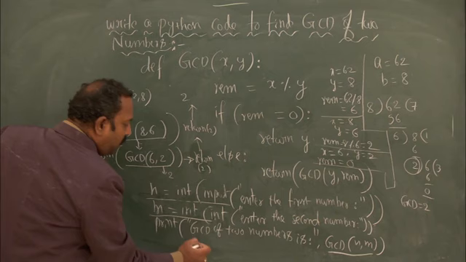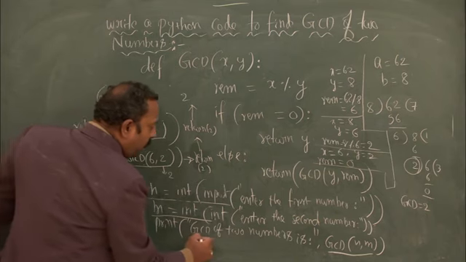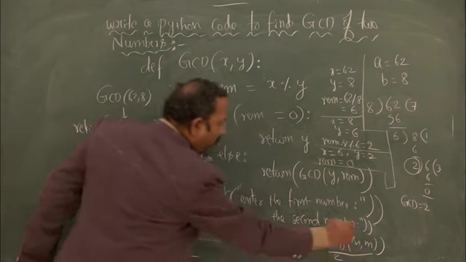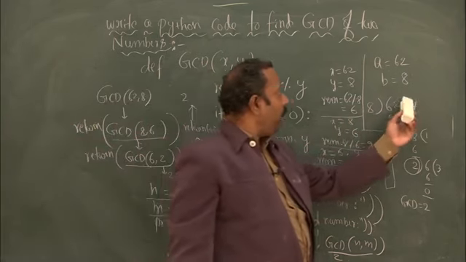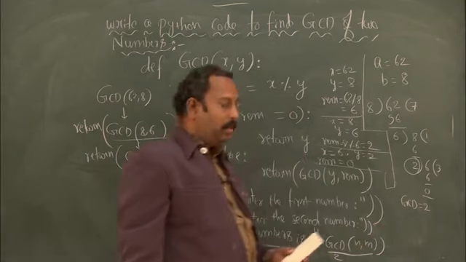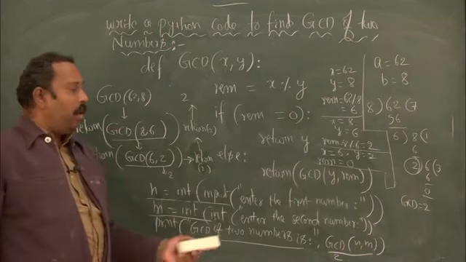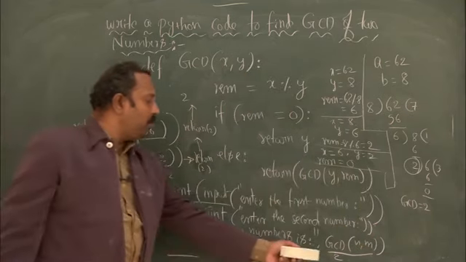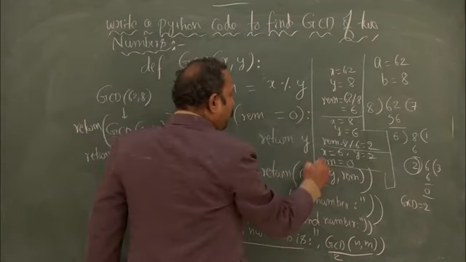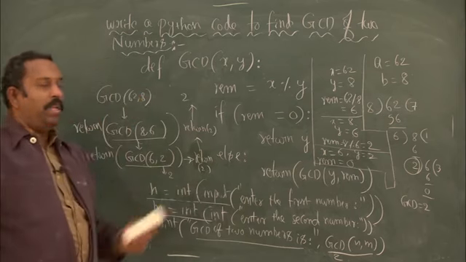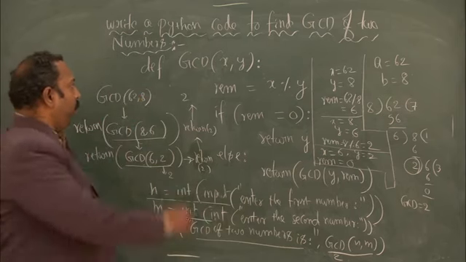So what is the output GCD of 2 numbers equal to 2? So you get the output is 2. So as per manually we got the output is 2. So in the program also we got the output is 2 here. So this is the logic for finding GCD of 2 numbers using recursion.